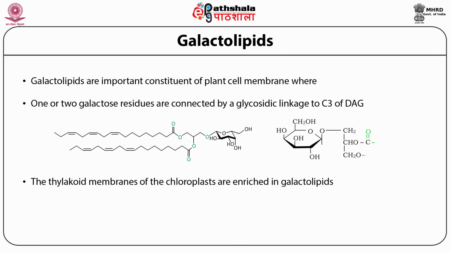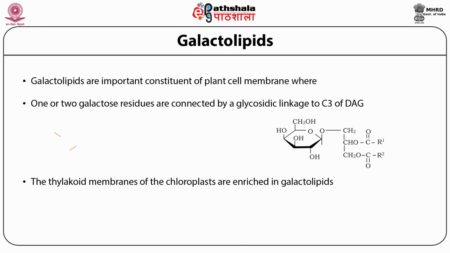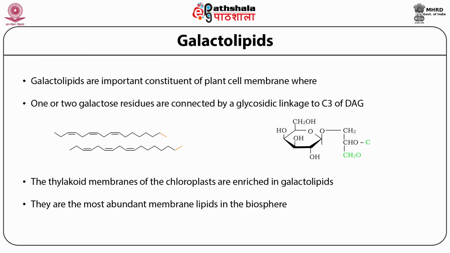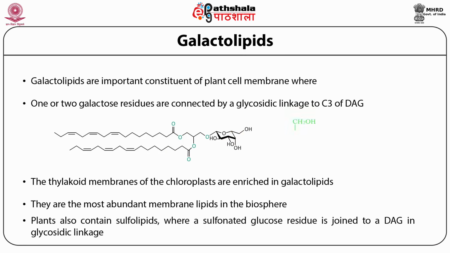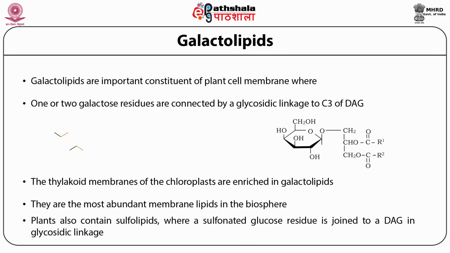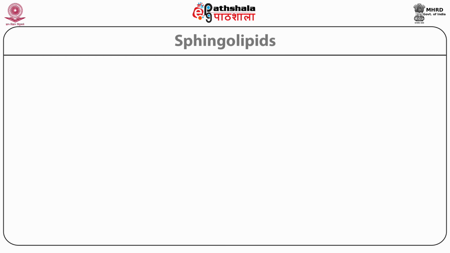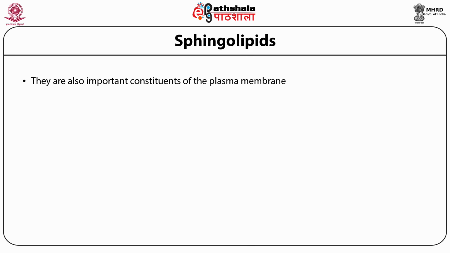The thylakoid membranes of the chloroplasts are enriched in these galactolipids. Galactolipids are considered to be the most abundant membrane lipids in the biosphere. Plants also contain sulfolipids, which are another kind of compound lipid, where a sulfonated glucose residue is joined to a diacylglycerol in glycosidic linkage.